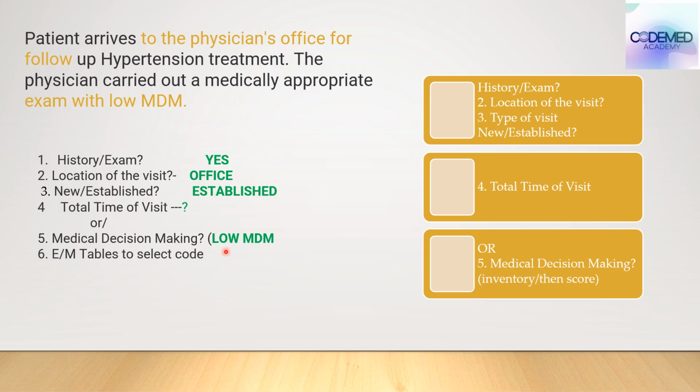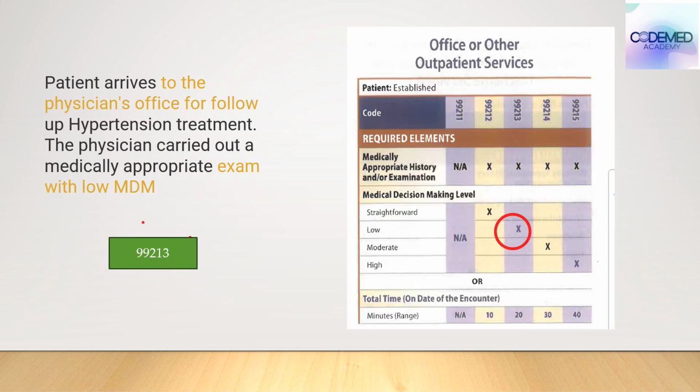And medical decision making is low. Now I have this data. Now what I will do is I will go and see my codes. So I'll pick up this table. In that table, I will check where the medical decision making is low. So I'll pick up the code 99213 and this is the table for the established patient. So far so good and it is easy.